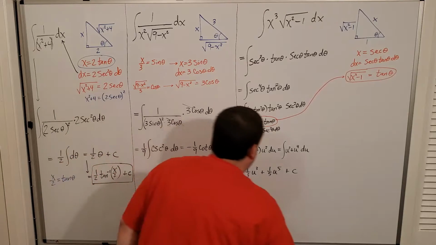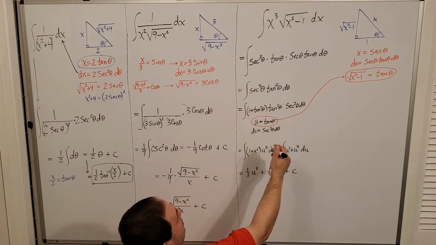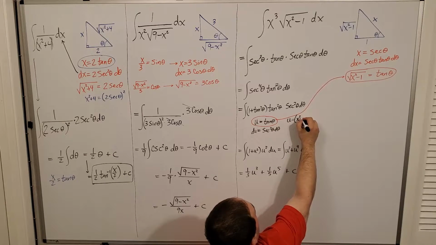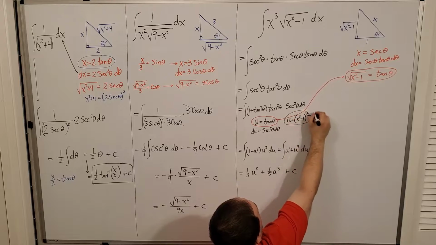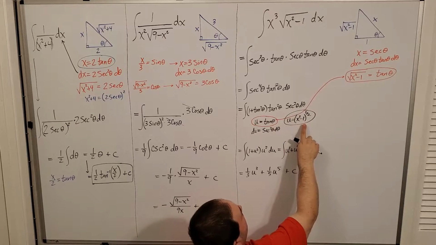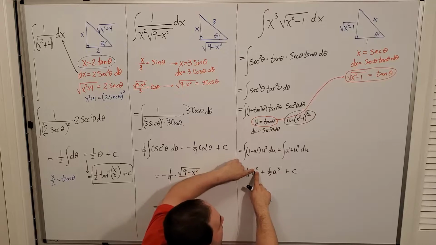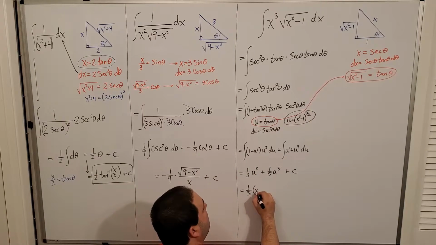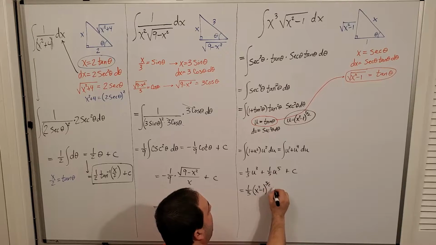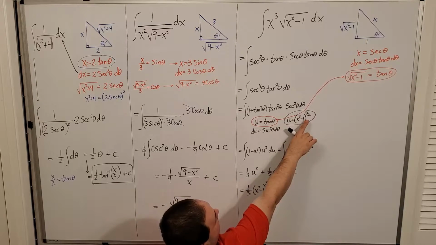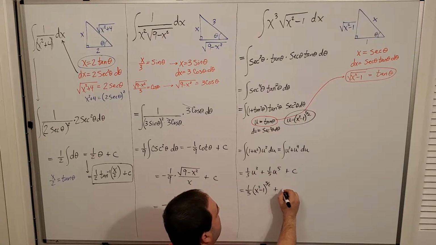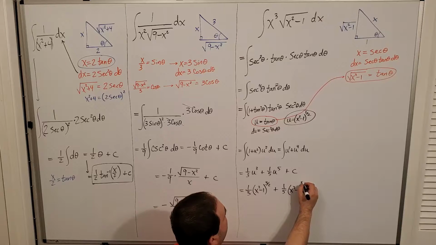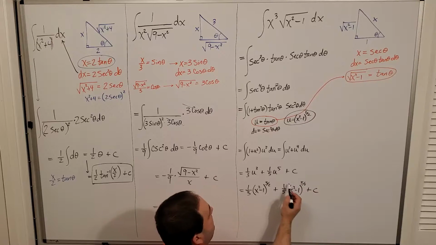Okay, so then if u, right here, u is equal to x squared minus 1 to the 1/2. That's what this is telling me right here. But then I need to raise it to the third power. So then this is 1/3 times x squared minus 1 to the 3/2, because it's the third power with the half power, plus 1/5 x squared minus 1 to the 5/2 power, plus c.